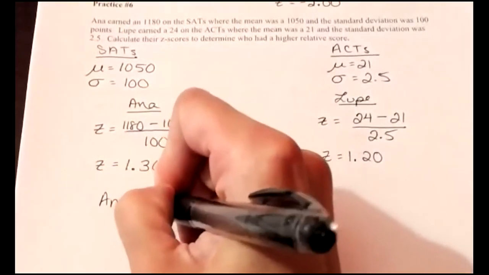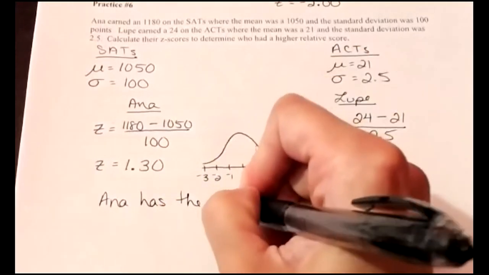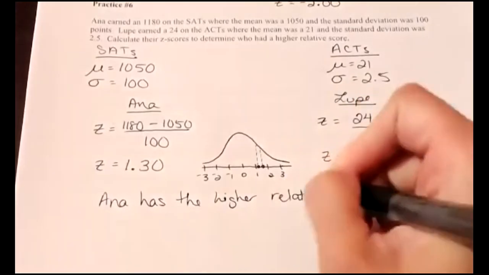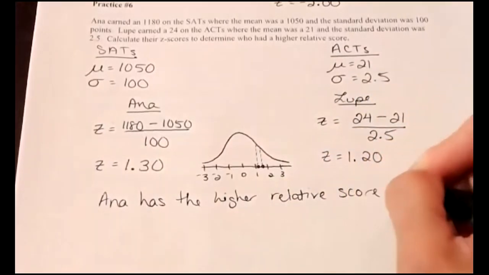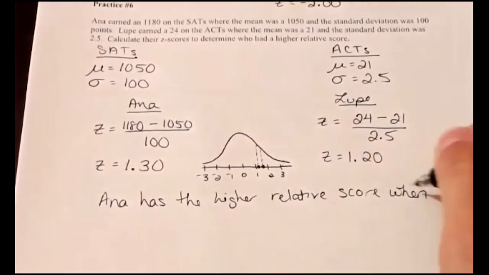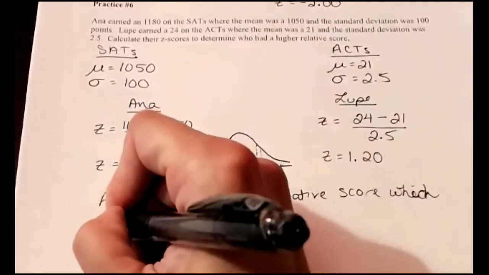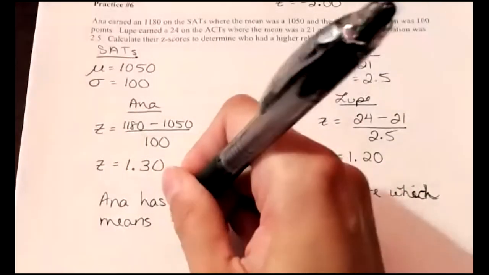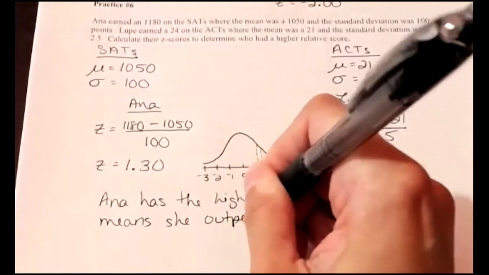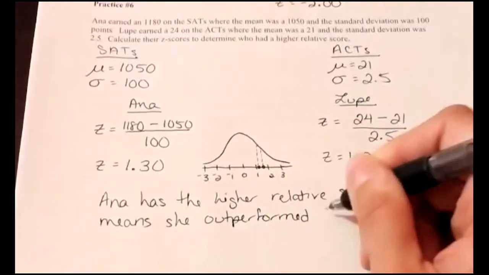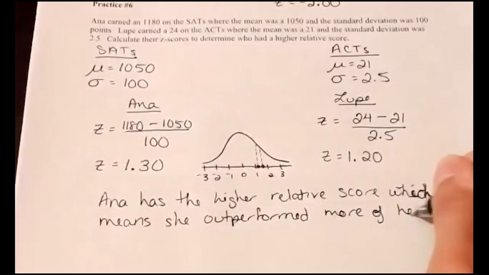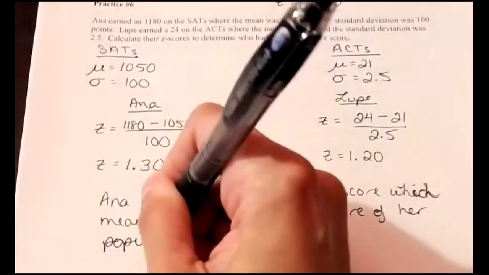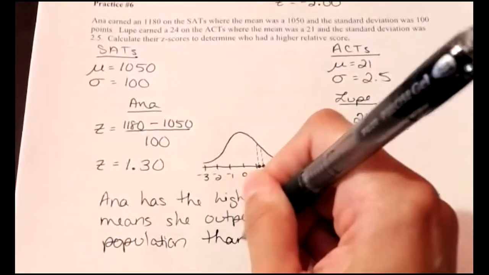Okay, so let's go ahead and write. Anna has the higher relative score, which means, yeah, look at my brain said which, and I wrote when, which means she outperformed more of her population than Lupe.